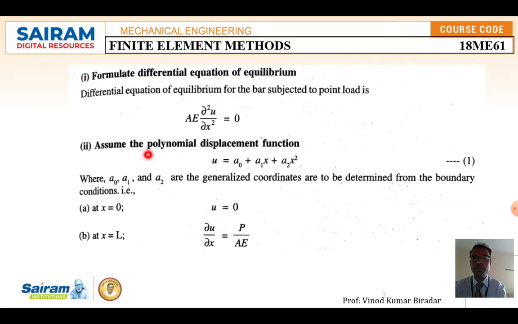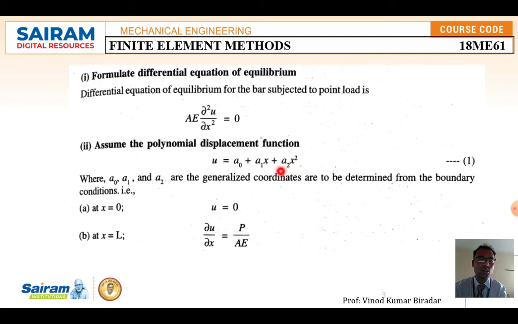The second step is to assume the polynomial displacement function. Since it is second order, you have to assume a second order polynomial function, that is u is equal to a0 plus a1x plus a2x squared. Why a second order polynomial? Because there are 2 degrees of freedom. We assume this because we want to differentiate twice, d²u/dx², and then substitute. For that reason we assume the polynomial displacement function u is equal to a0 plus a1x plus a2x squared.